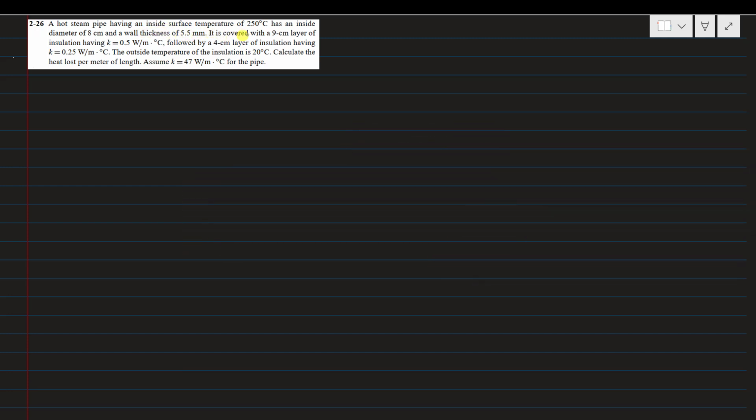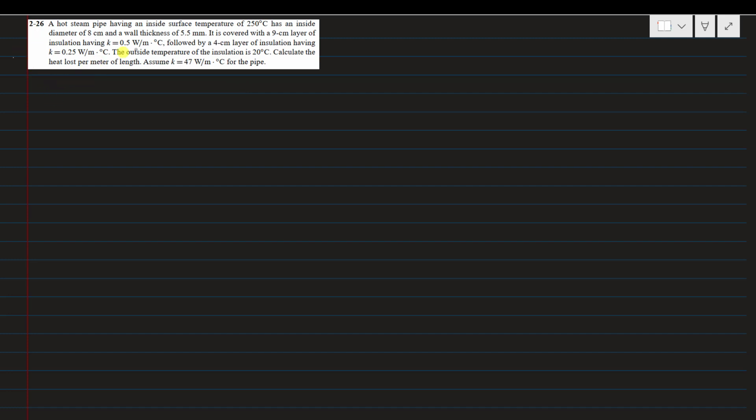5.5 millimeters. It is covered with a 9 centimeter layer of insulation having thermal conductivity 0.5 W/m·°C, followed by a 4 centimeter layer of insulation having thermal conductivity 0.25 W/m·°C. The outside temperature of the insulation is 20 °C. Calculate the heat loss per meter of length. Assume k of the pipe is 47 W/m·°C.